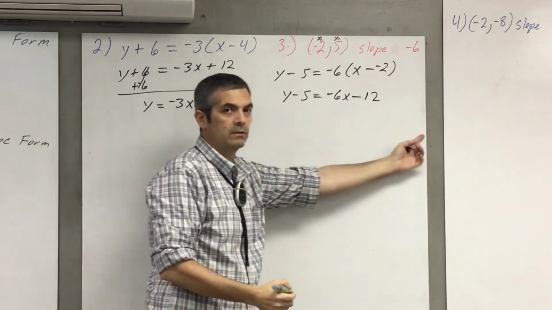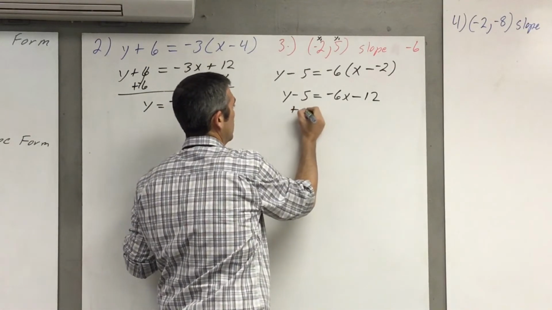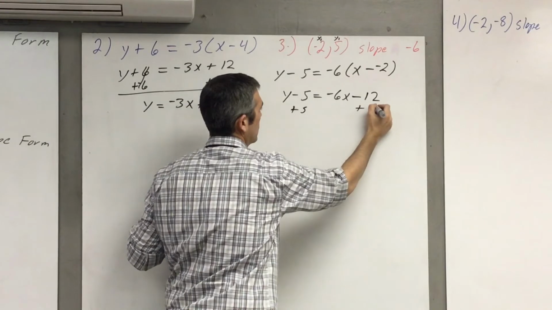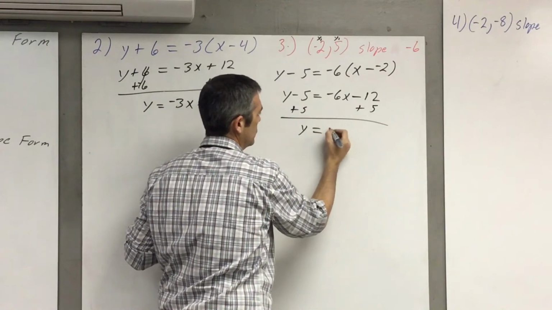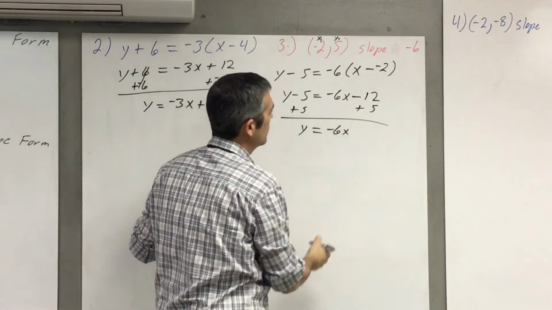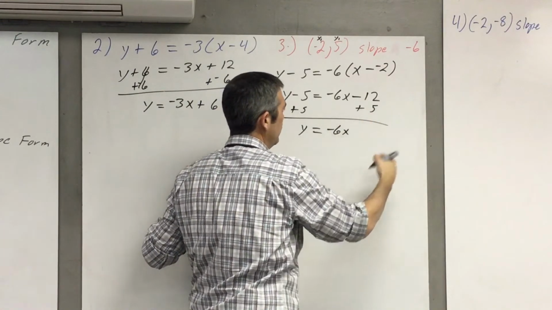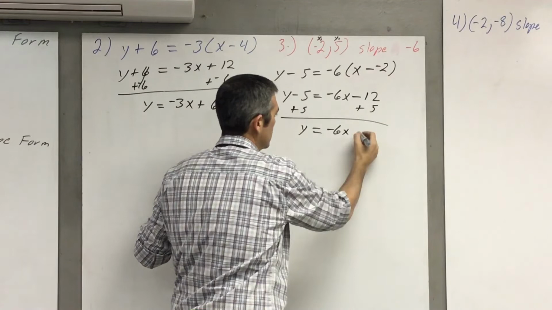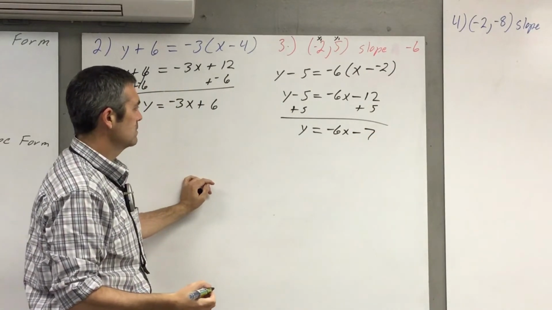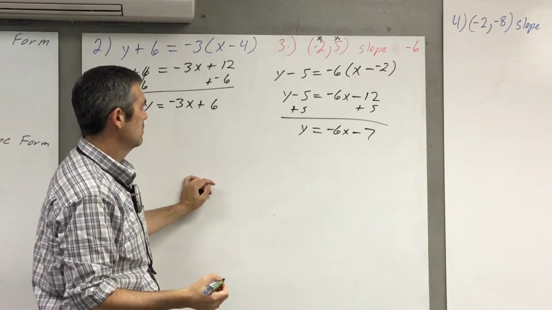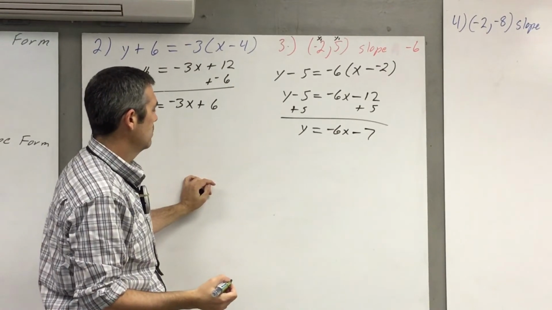Move the 5 to the other side, add its inverse. Leaves you with y equals negative 6x, negative 12 plus 5, minus 7. Y equals negative 6x minus 7. Make sure I did that correctly. Yeah, that's good. That's good.